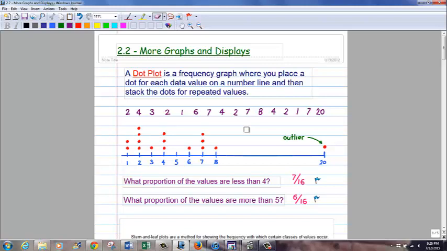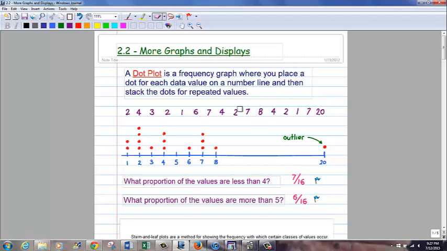And how many are less than 4? Less than 4 would include all dots 1, 2, and 3. So there's 2 dots, 4 dots, then 1 dot. So you have 7 dots total. So 7 out of 16 are less than 4. And that could be converted to a percentage. So it's just however the problem wants it addressed, fraction, decimal, percent, but it would all be the same idea.